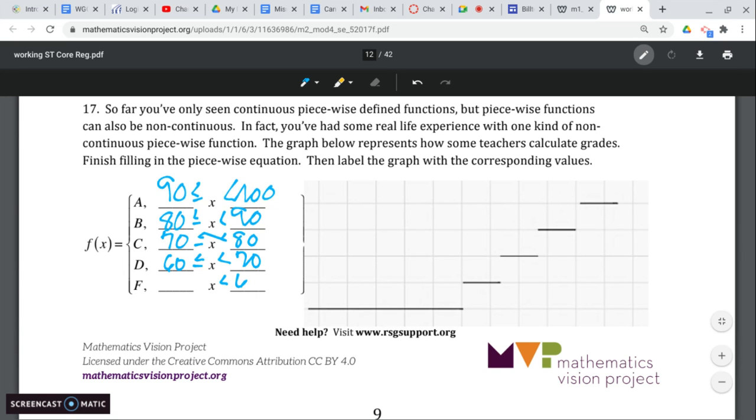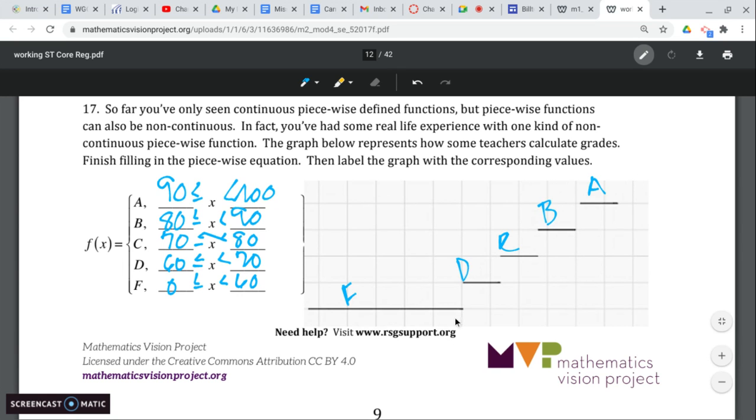Then for the high end of F, it's 60. For the low end of F, it's 0. So this would be our F. This would be D, oops, C, B, and A. So those would be the parts of our grade.